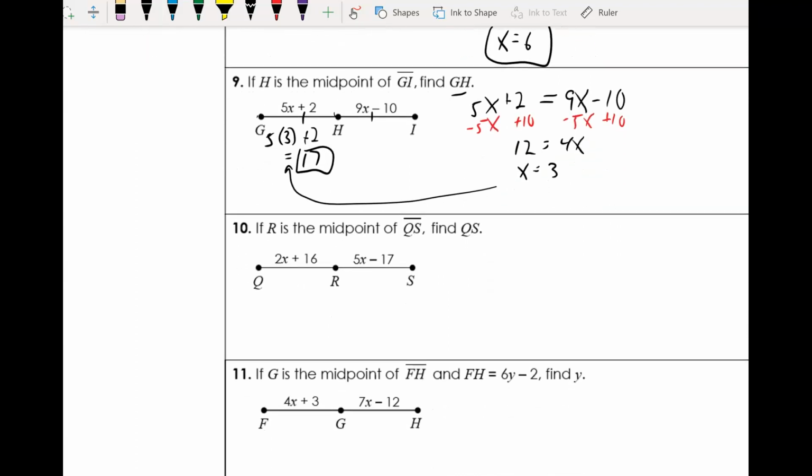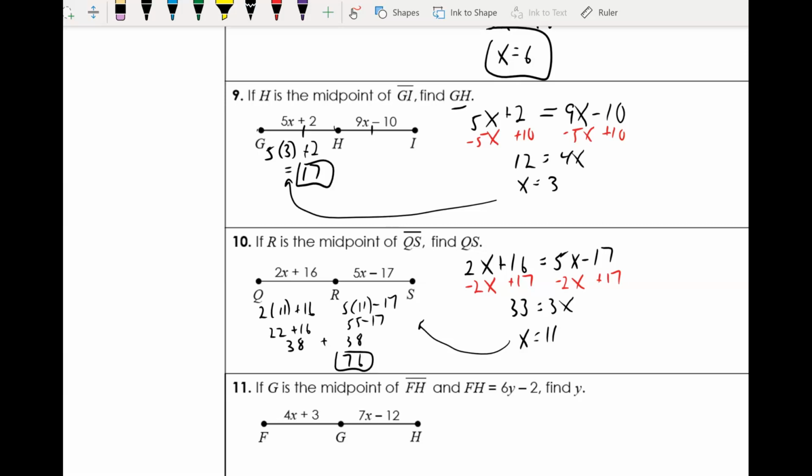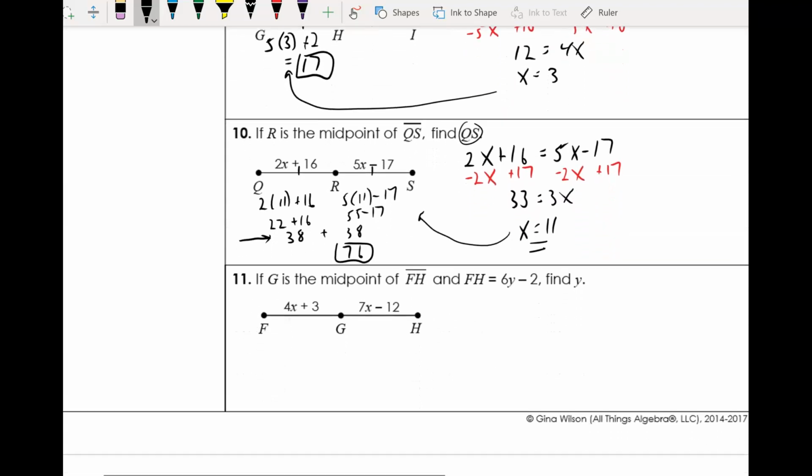Same thing. Pause the video. Okay, so ignore the question for a minute. Always start out by finding x. Once you find x, notice we're looking for QS, which is the whole thing. Notice that we can just solve each one of them. They're both 38. By the way, there's another check of your work. They're the same. They're supposed to be the same because it's the midpoint. 76 is the answer. Let's try the last one.